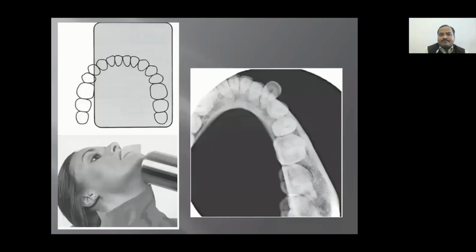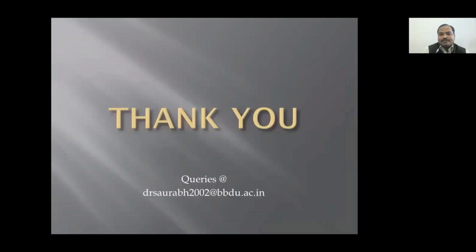This is the diagrammatic representation and the radiograph which will be visualized as the lateral occlusal view. So this will be finishing with the occlusal radiography, and queries will be taken up at my mail ID, and we'll be continuing with the next topic.